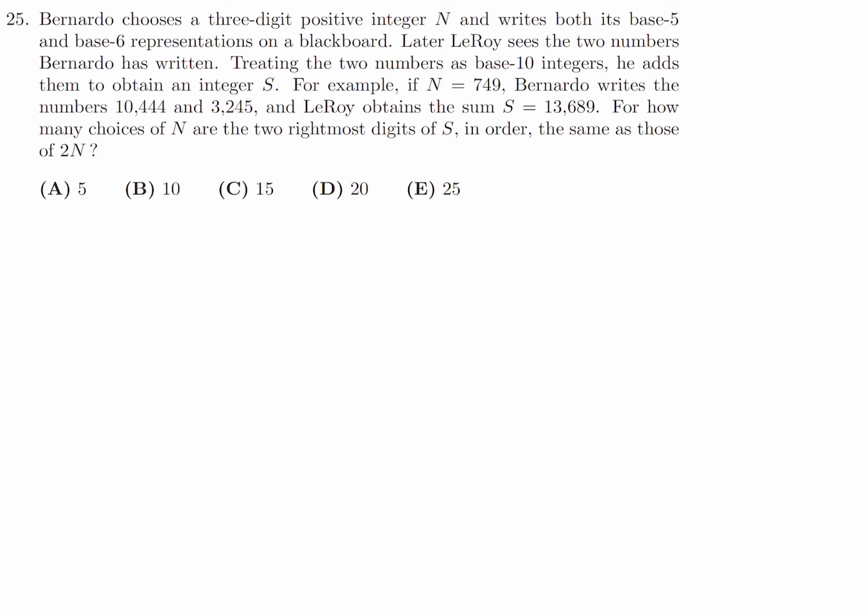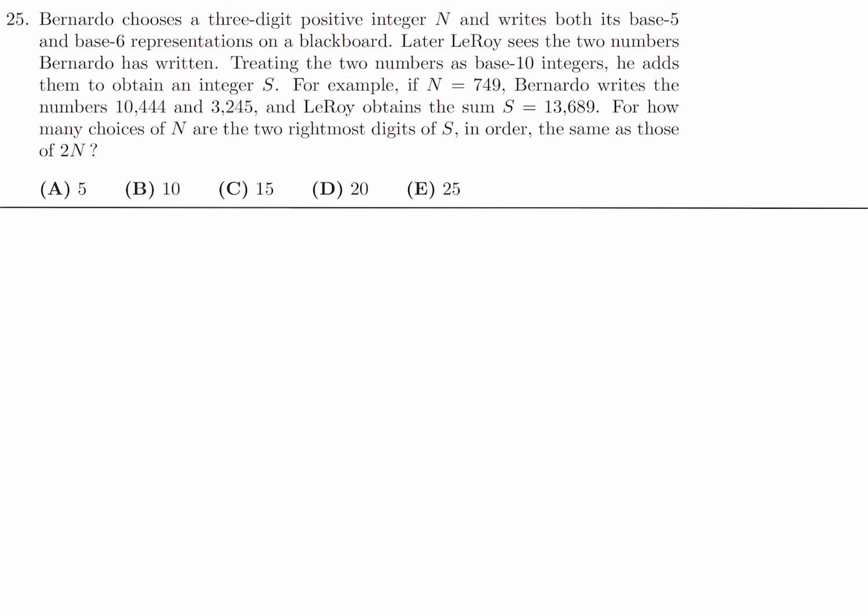Bernardo chooses a 3-digit positive integer n and writes both its base 5 and base 6 representations on a blackboard. Later, Leroy sees the 2 numbers Bernardo has written. Treating the 2 numbers as base 10 integers, he adds them to obtain an integer s. For example, if n is equal to 749, Bernardo writes the numbers 10444 and 3245, and Leroy obtains the sum 13689. For how many choices of n are the 2 rightmost digits of s in order the same as those of 2n?